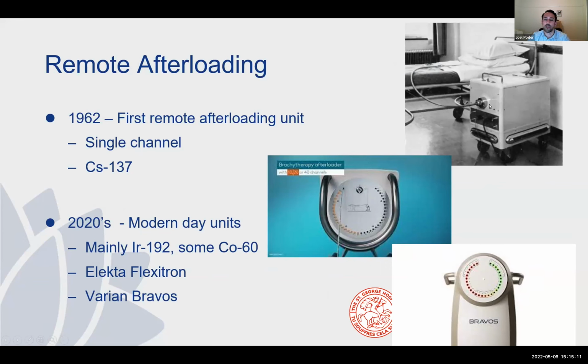The radioactive isotope used was cesium-137. If you fast forward to the modern day, remote brachytherapy afterloading units often contain iridium-192. However, there are some units that also use cobalt-60. There's an image here in the middle, the Elekta Flexitron remote brachytherapy afterloader, and on the bottom right is the Varian Bravos system. And you can see how far the technology has evolved. In 1962, we had a single channel. In the 2020s, we have up to 40 channels that the source can be driven through. And we're able to stop the source for multiple different dwell times and multiple positions within each of these channels. So there's been a really huge leap in the technology over the first 60 years of remote brachytherapy afterloading.